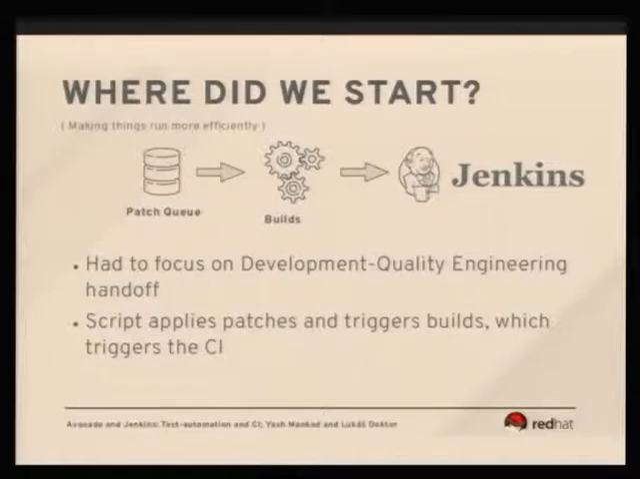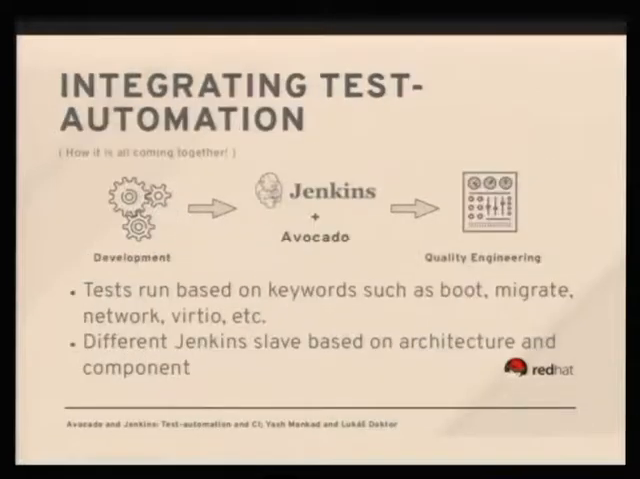So given the script that we already have, in theory, the way that our CI is set up is that the script takes care of patch handling. It gets the patches, applies the patches, and runs the build, which triggers the CI to install the latest version, run the test, hand it off to QE, and generate all sorts of results and reports. So where does Avocado fit in? Because I haven't talked about it at all.